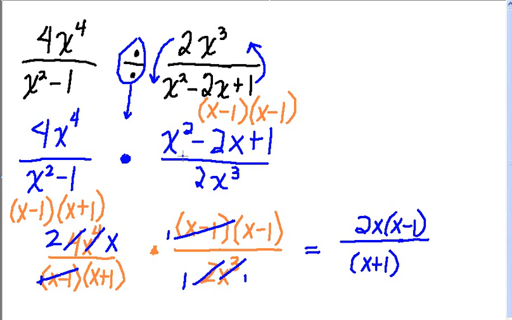And that is an example of a division of a rational expression. Remember, whenever we're going to divide them, we simply turn it into a multiplication problem by multiplying by the reciprocal.